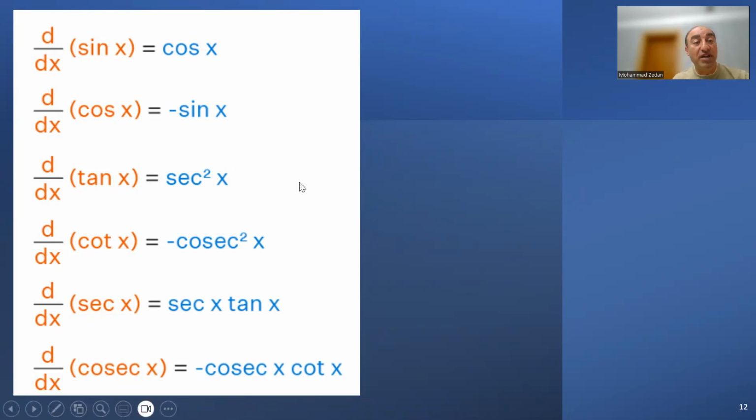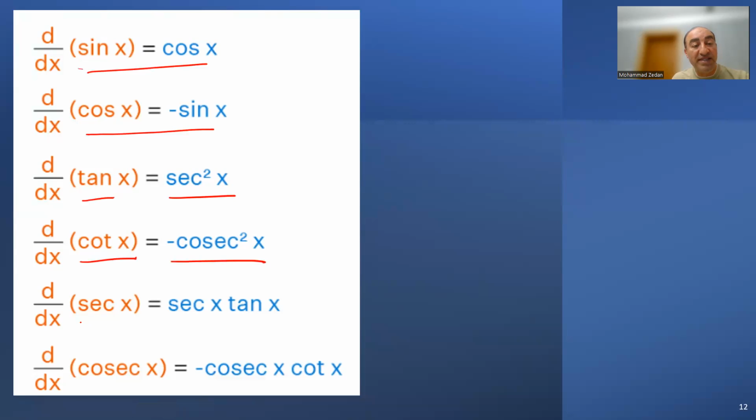secant. As you see here, the derivative of sine x is cosine x. Derivative of cosine is negative sine. Tangent, secant squared. Cotangent, negative cosecant squared. Sec x derivative is sec x tan x, and the derivative of cosecant x is negative cosecant x cotangent x.